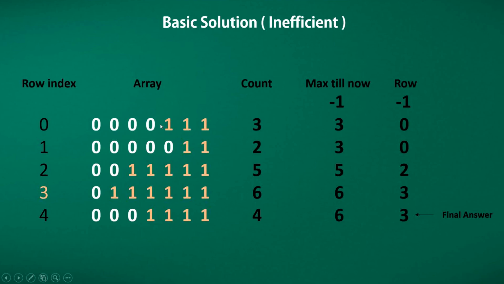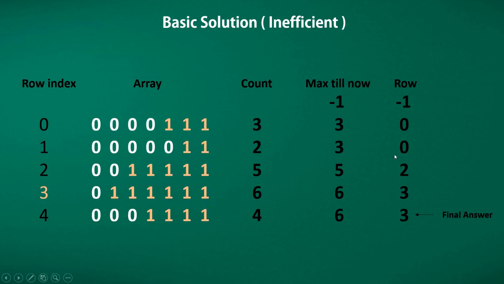Now if we go to the next row, the number of ones in the next row is 2. So count will become 2, and 2 is less than 3. So we will not update max till now and we will not update row. Up to here, if we see just these two rows, our max till now is 3. That means the maximum number of ones is 3, and that maximum has occurred in row number 0.